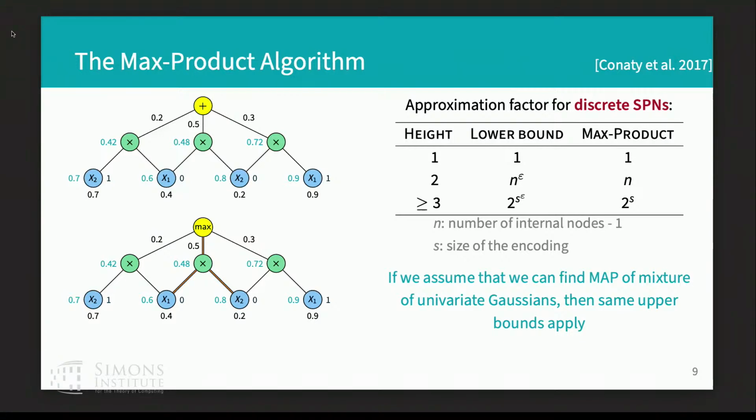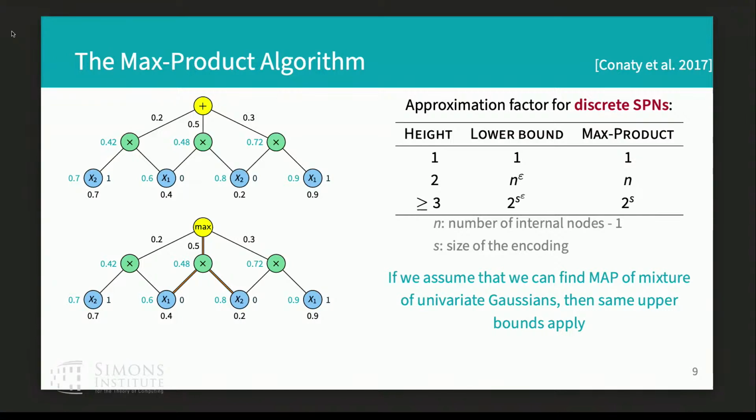And if you allow more than one sum node, well, more than one layer of sum nodes, then you cannot get anything better than an approximation factor that is exponential in the size of the circuit, right? Which encodes the number of nodes and edges and so on. So in a way, max product is the best thing we can get in the worst case, right? Of course, you can do better when you have a fixed instance, but as a worst case it is the best you can do, right?